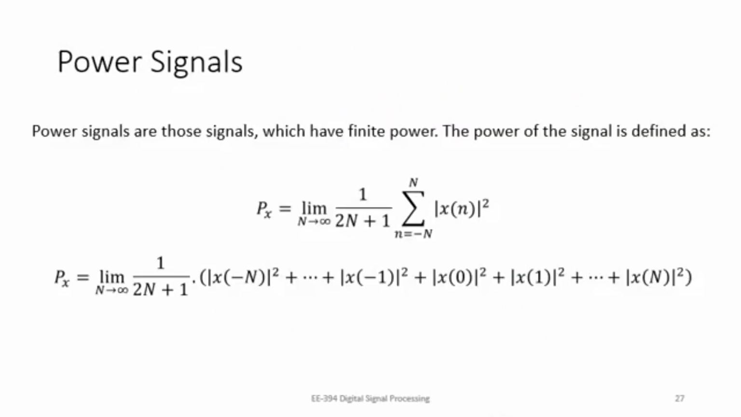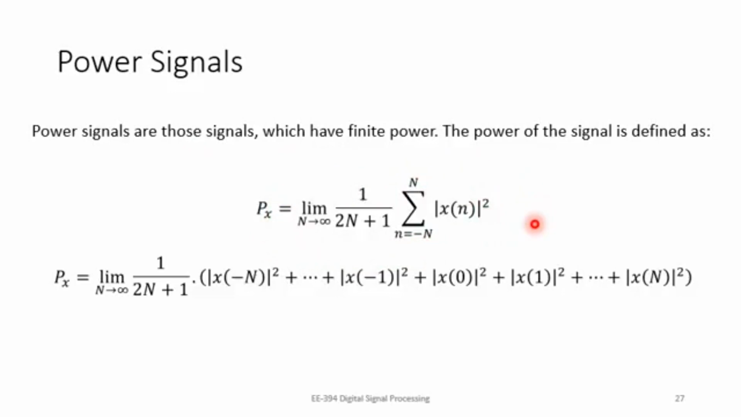Okay, now let's look at what power signals are. So the definition is very simple. Power signals are those signals which have finite power. Just like energy signals were those signals which have finite energy, the power signals are those signals which have finite power. And if we understand the concept of power signals, then it will be easier for us to understand the equations and remember them.